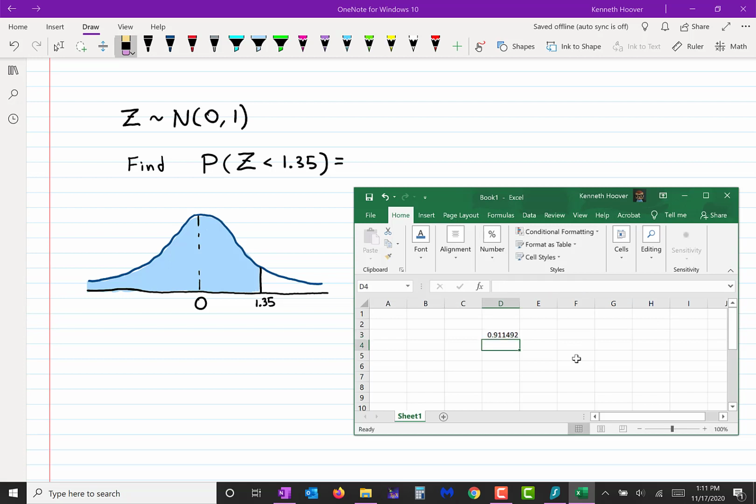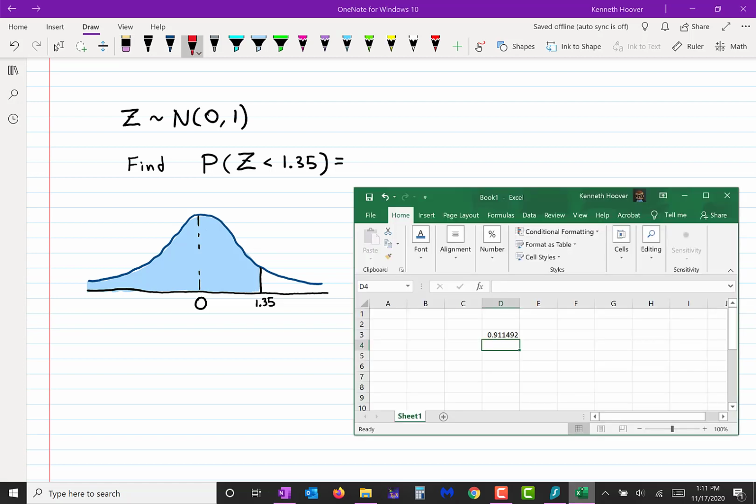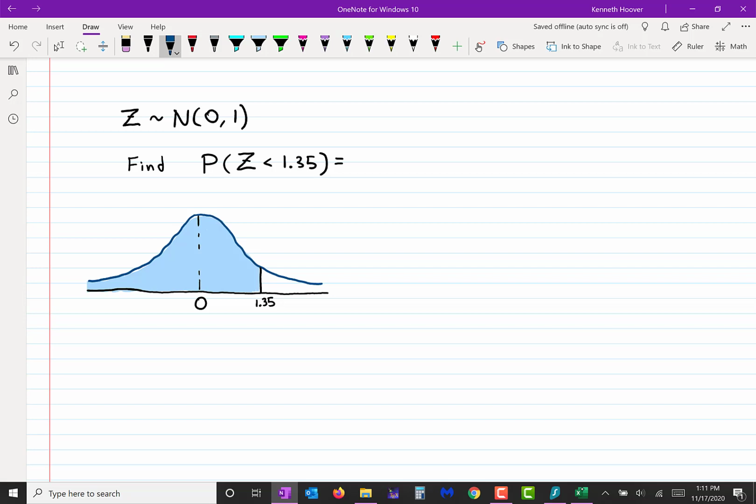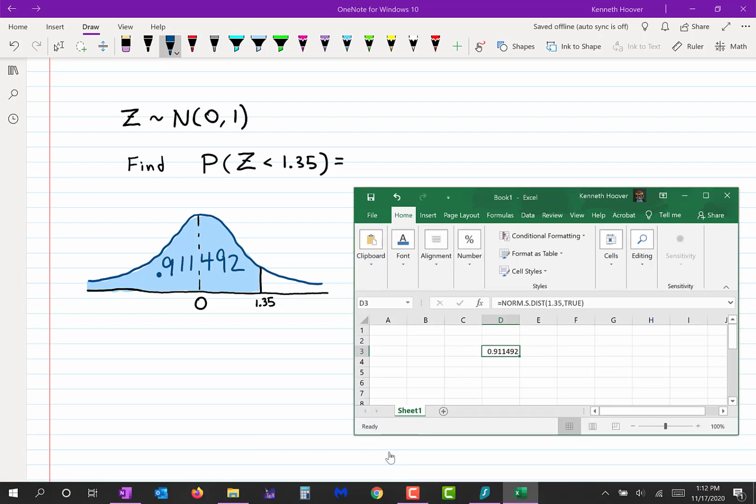And look what it gives you right there. It gives you our answer, 0.911492. So that is how much blue area there is. And that's the probability of z being less than 1.35.